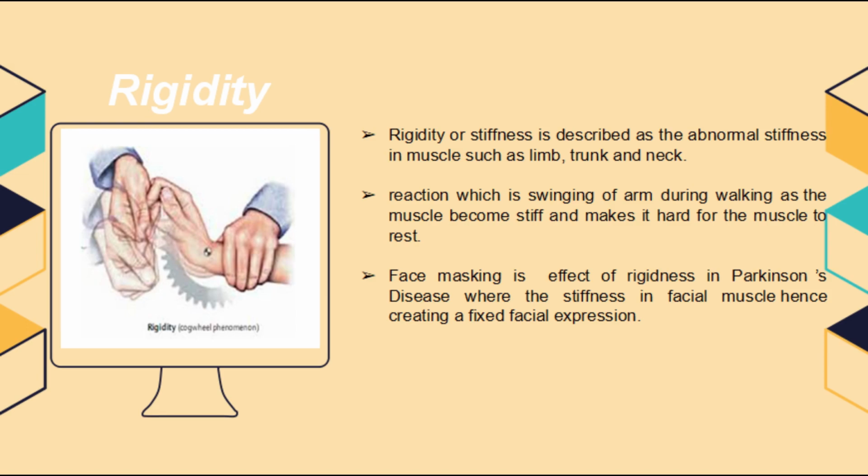Next I want to explain rigidity or stiffness, which is one of the symptoms of Parkinson's, and it can cause the person to have more pain and muscle cramps, and it becomes difficult to do fine movements such as writing or doing up a button, and he becomes more fatigued.